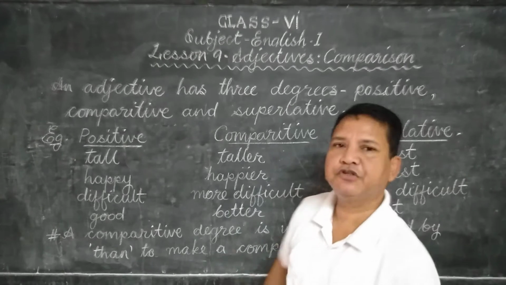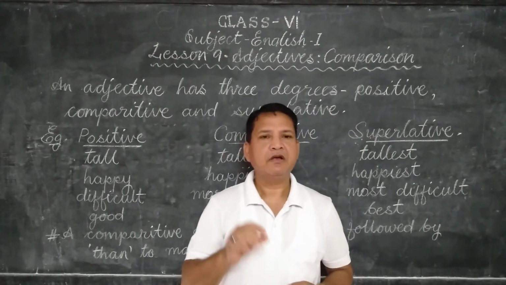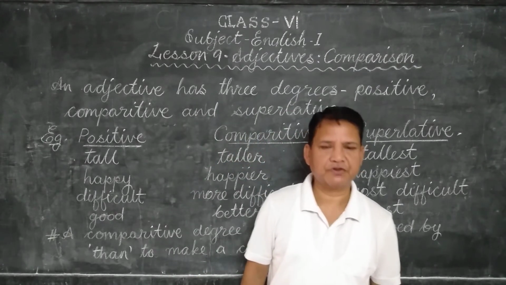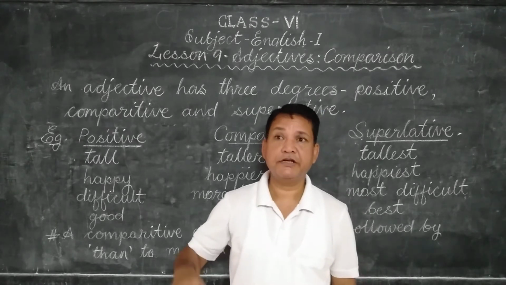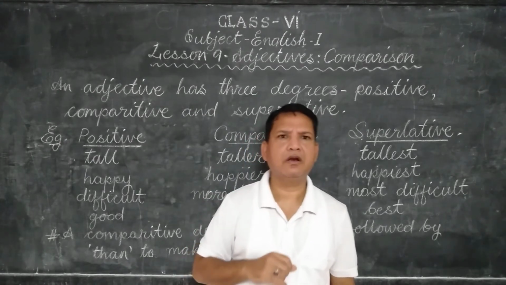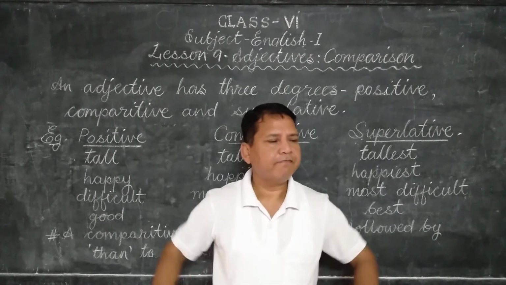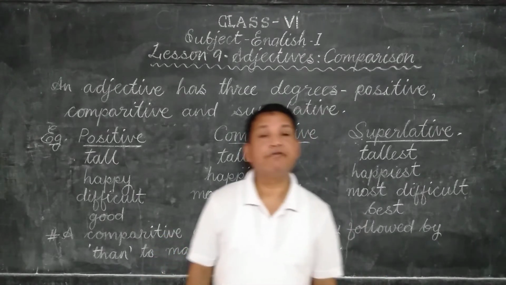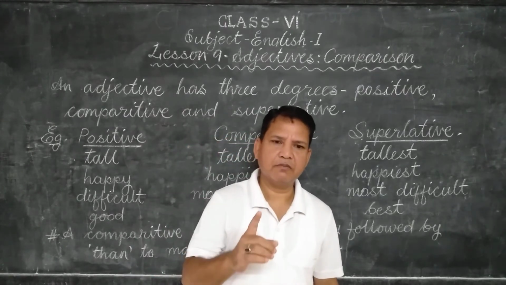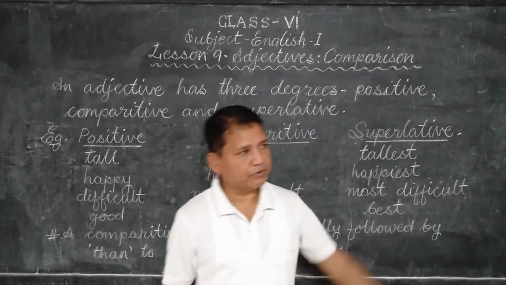Comparison of adjectives. Let me define the word adjective. What are adjectives? Adjectives are describing words. They describe nouns. Suppose, a very tall man. I am talking about a man who is tall. How is the man? Tall. Tall is the adjective. A very fat lady. Who am I talking about? I am talking about a lady. How is the lady? Fat. Fat is the adjective.